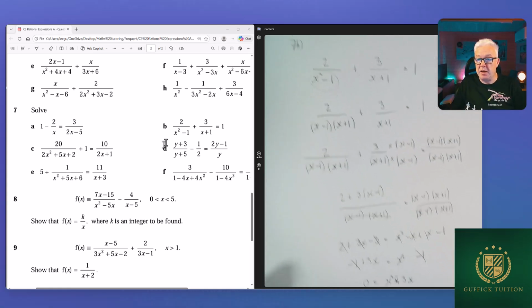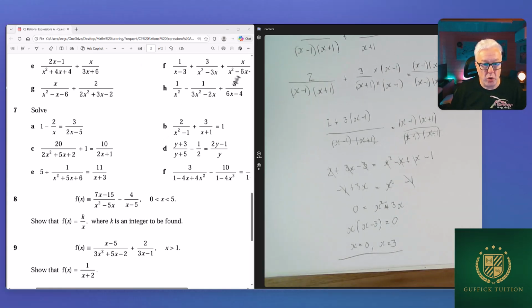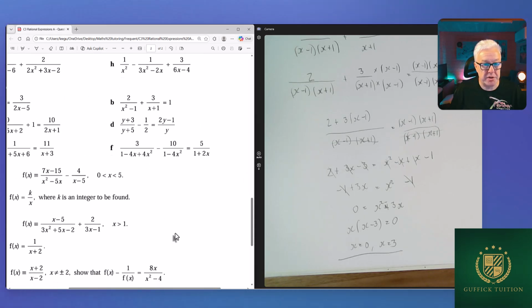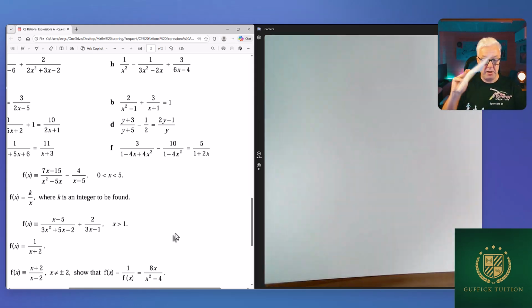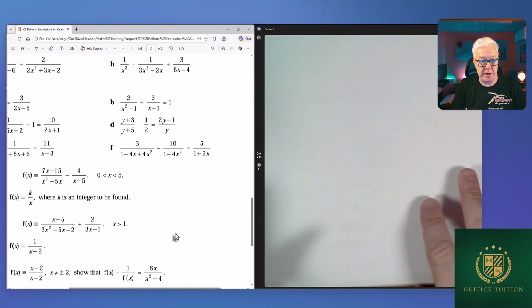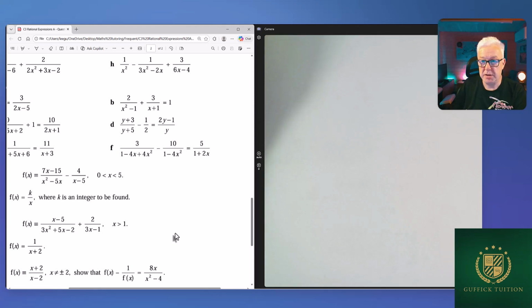Okay, you can see I approached it in a similar fashion. One more, let's look at the most complicated one that we can see, f. That one looks pretty intense. So let's have a look at that one. So, okay, we've got to solve this algebraic fraction. Wow, this is a good one.